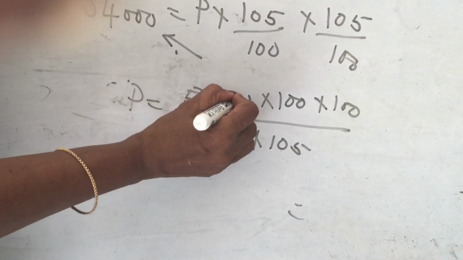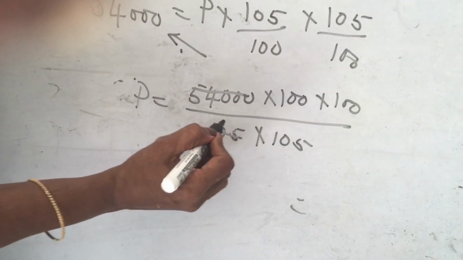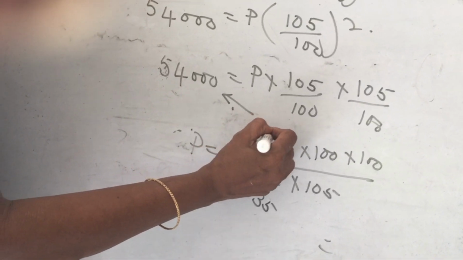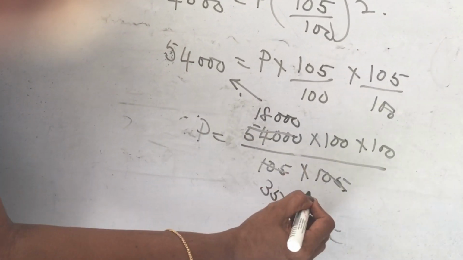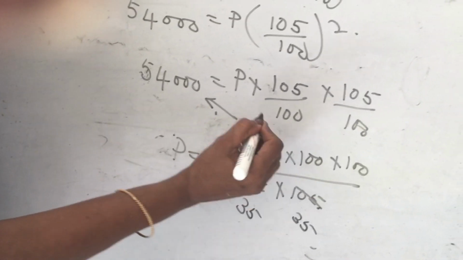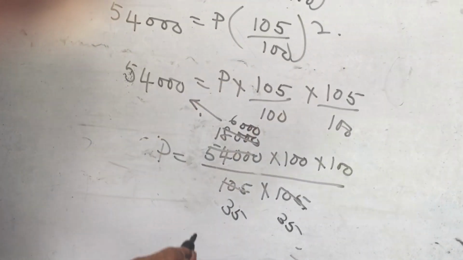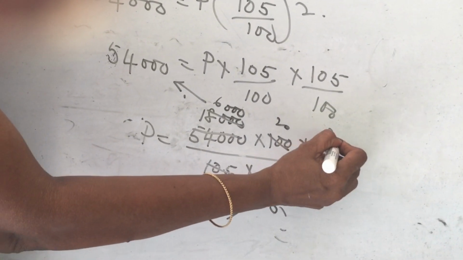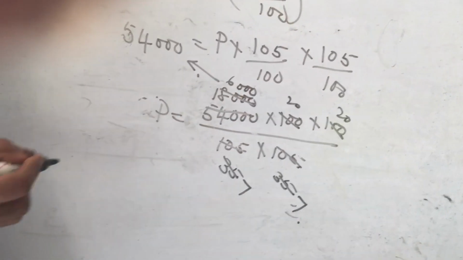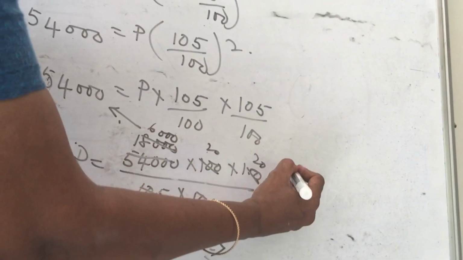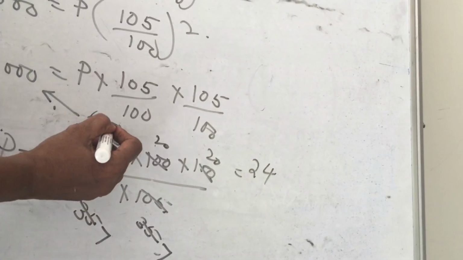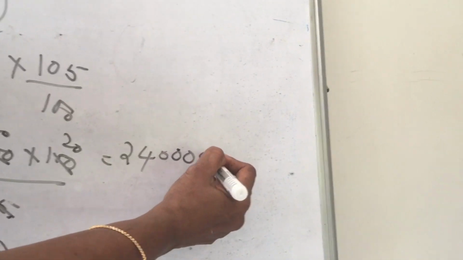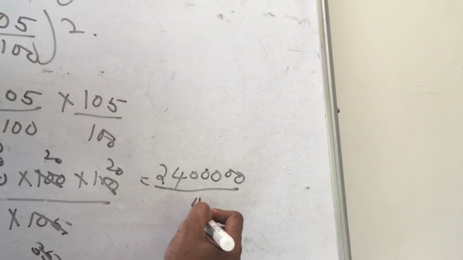Can you go for cancellation, girls? 3 goes 35 times. 3 goes here 18 times. 3 goes here 35 times. 3 goes here 6,000 times. 5 goes here 20 times. 7 times. 20 times. 7 times. 6 2s are 12. 12 2s are 24. Followed by how many zeros? 1, 2, 3, 4, 5. Divided by 49.